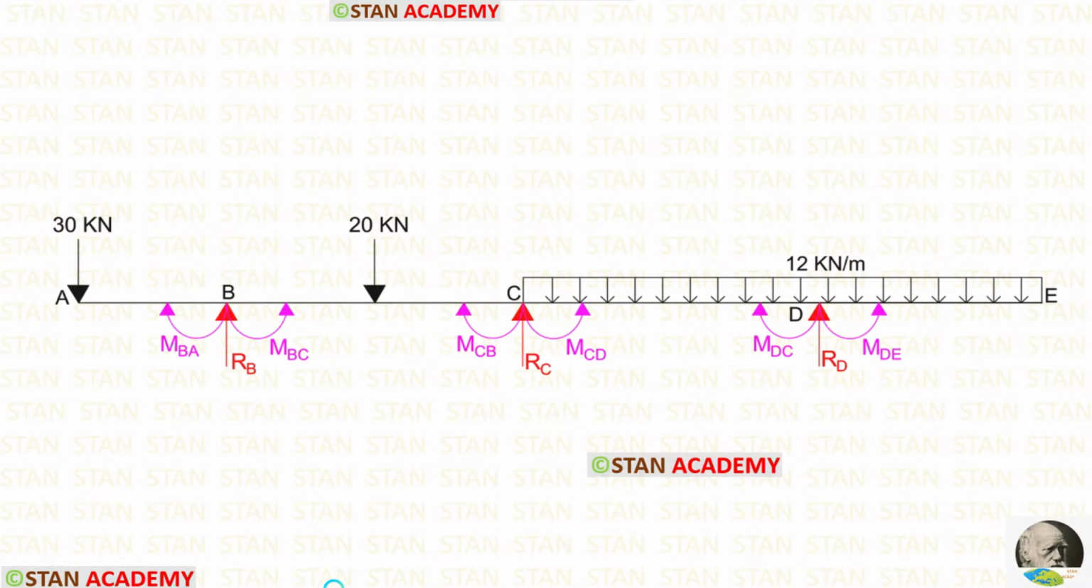In this analysis, we have to find totally 6 moments. In the joint B, we have to find MBA and MBC. In the joint C, we have to find MCB and MCD. And finally, in the joint D, we have to find MDC and MDE. So, totally, we have to find 6 moments. Also, we have to calculate 3 reactions RB, RC and RD.